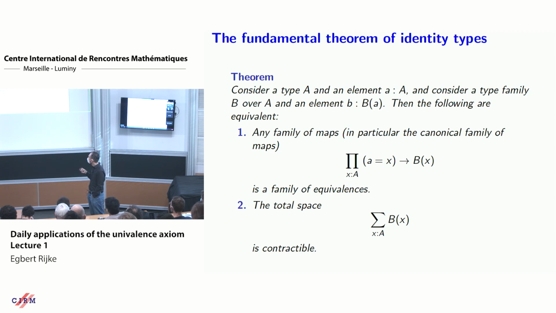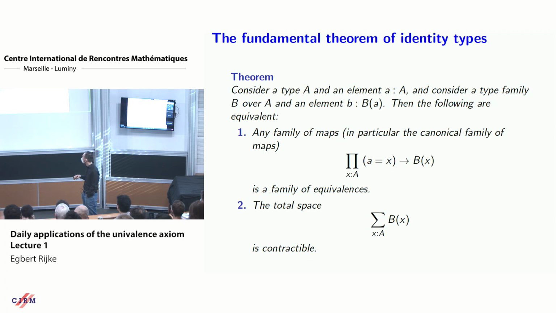And it does so by stating an equivalence. So it says that any family of maps from the identifications to B of x is a family of equivalences. So that means that each of these is an equivalence. And note that there is always one map like that because we assumed b in B a. So we can send refl to b and get a family of maps like that. But this works for any. And that's the case if and only if the total space of all the B's is contractible.